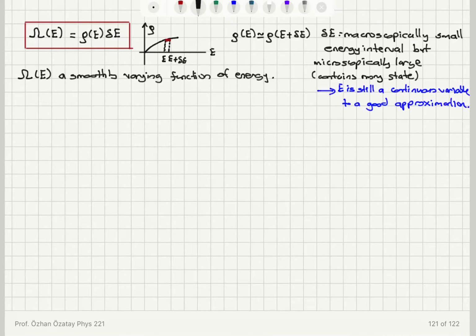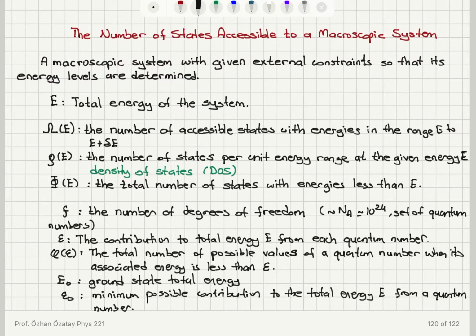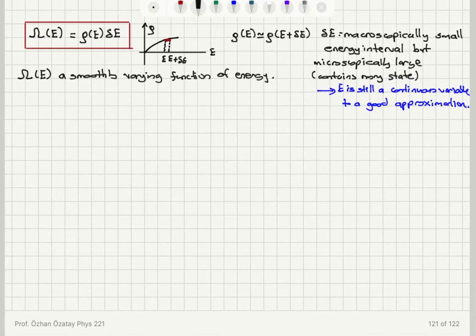Now, what is the density of states? Number of states per unit energy. Well, if I look at the total number of states with energies less than E, that is phi. So if I take the derivative of phi with respect to energy, I will get number of states per energy interval. So this is going to be approximately phi at E plus delta E minus phi at energy E divided by delta E.